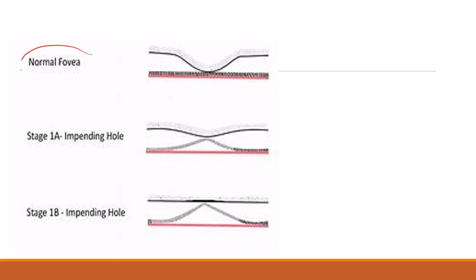So according to him, the normal fovea looked like this. And this is now, after that we have stage 1. Stage 1 is called the impending hole. Impending hole means that the hole has not yet developed, but it is prone to develop a macular hole. The patient is prone to develop macular hole. In that, again, we have stage 1A and stage 1B.